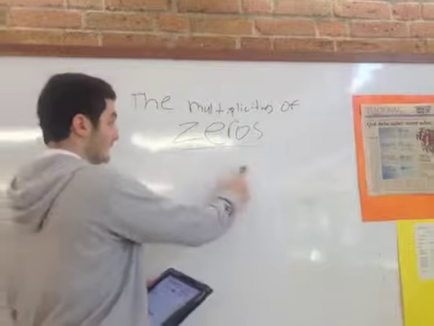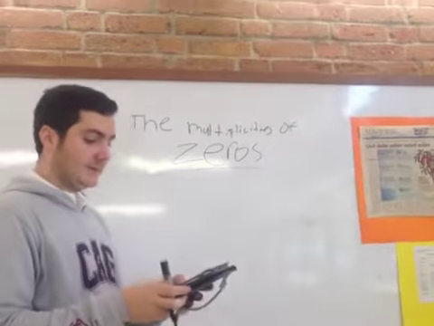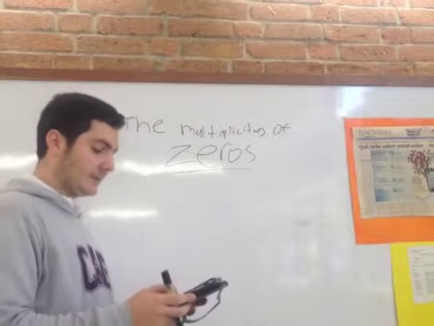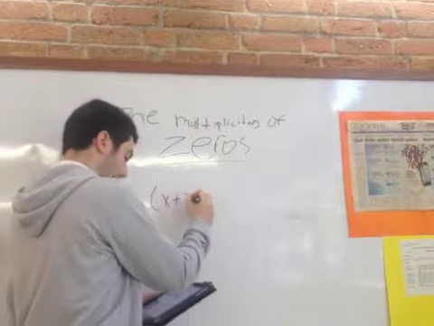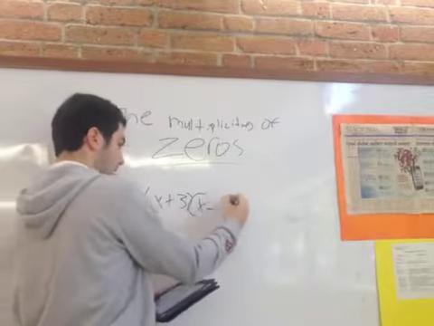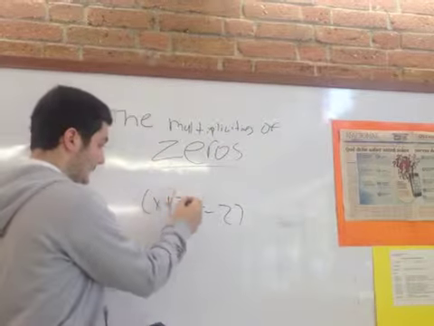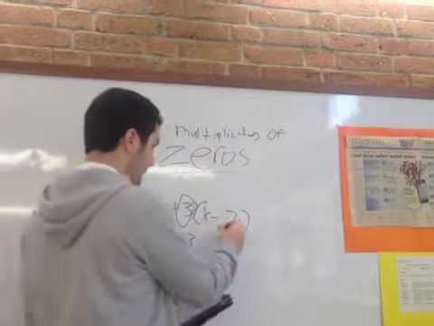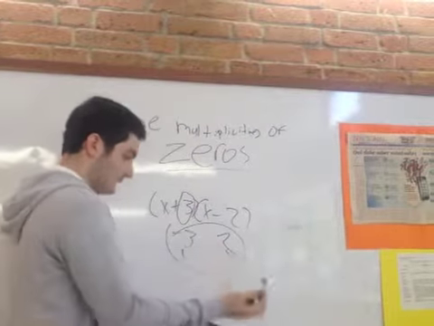The multiplicity of zeros. A zero has a multiplicity, which refers to the number of times that its associated factor appears in the polynomial. For instance, the quadratic x plus 3 and x minus 2 has zeros x equals negative 3 and x equals 2. These are the zeros, and they are just 1 and 1.